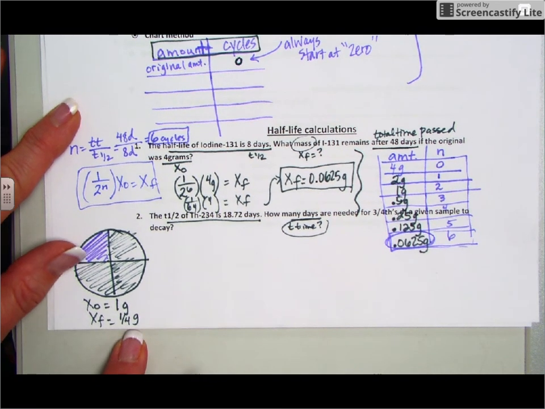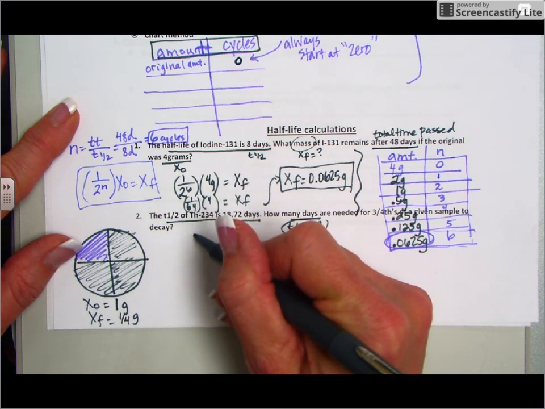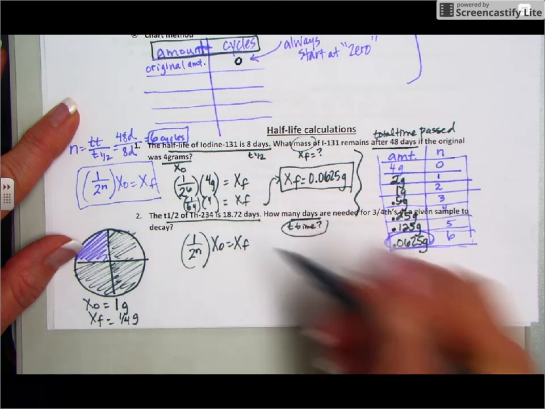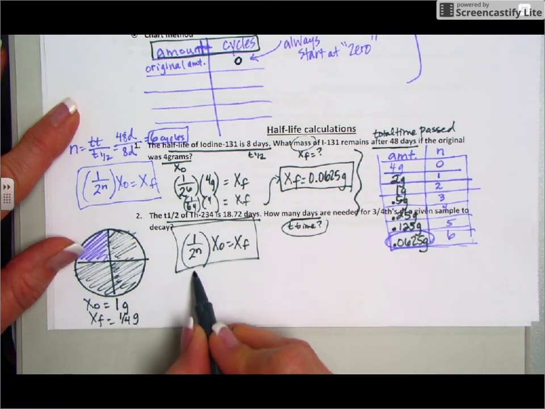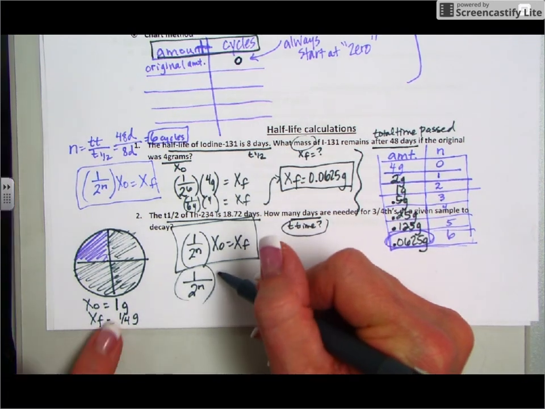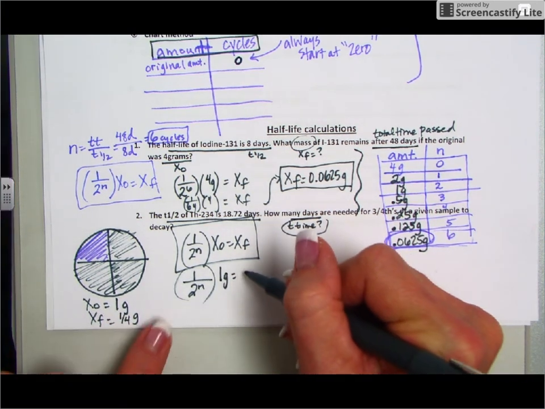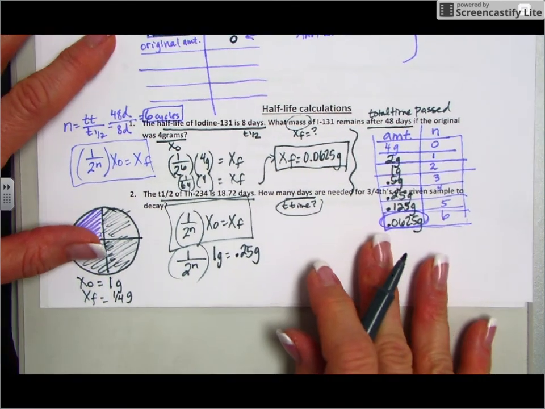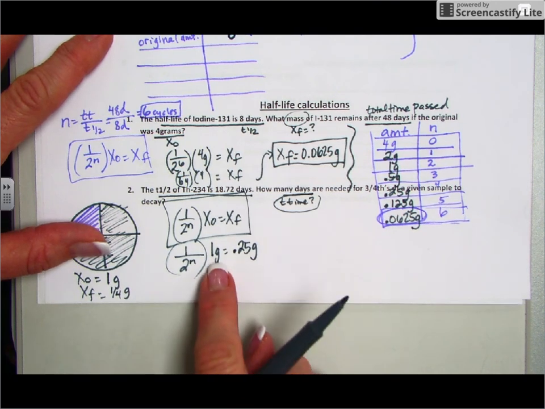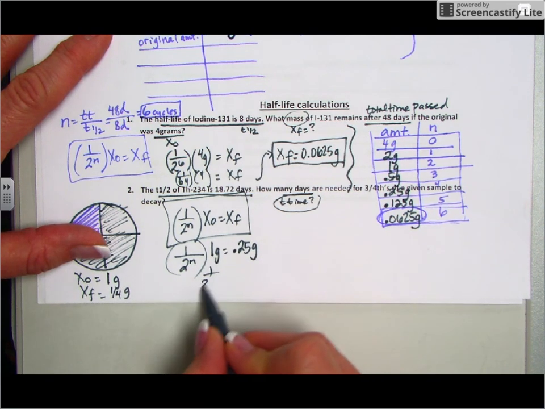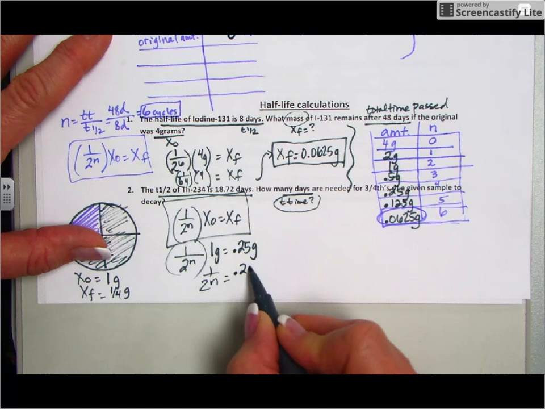So this is important to understand here. All right, so 1 over 2 to the n times X initial equals X final. This is our formula. You got to find n first. Okay, so we're going to substitute in here. X initial is 1 gram. X final is 0.25 grams. So what you're going to have to do is isolate your variables. So I'm going to say 0.25 divided by 1 is going to move this over. That's going to give me 1 over 2 to the n equals 0.25.